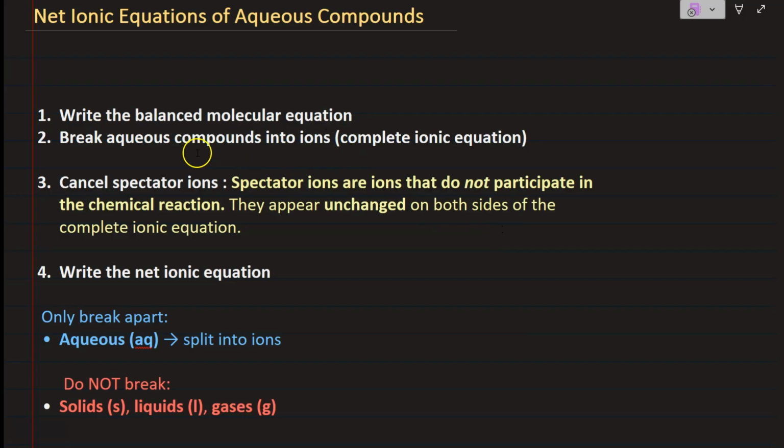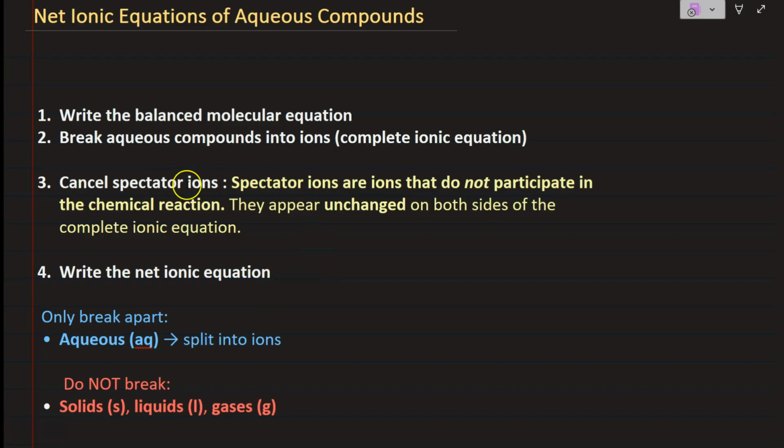equation. Then we're going to break the aqueous compounds into ions. This is the complete ionic equation. And then we have to cancel the spectator ions, which we're going to define in case you have forgotten, and then write the net ionic equation at the end.